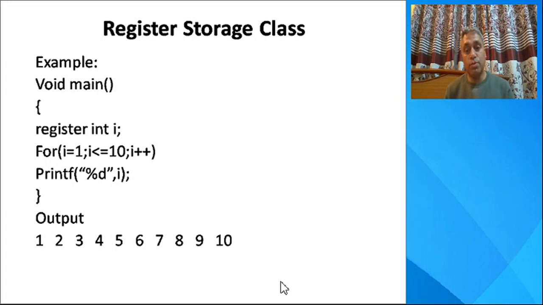The loop runs for 10 times, and the output of this small program snippet is 1, 2, 3, 4, 5, 6, up to 10. It will print the numbers from 1 to 10.